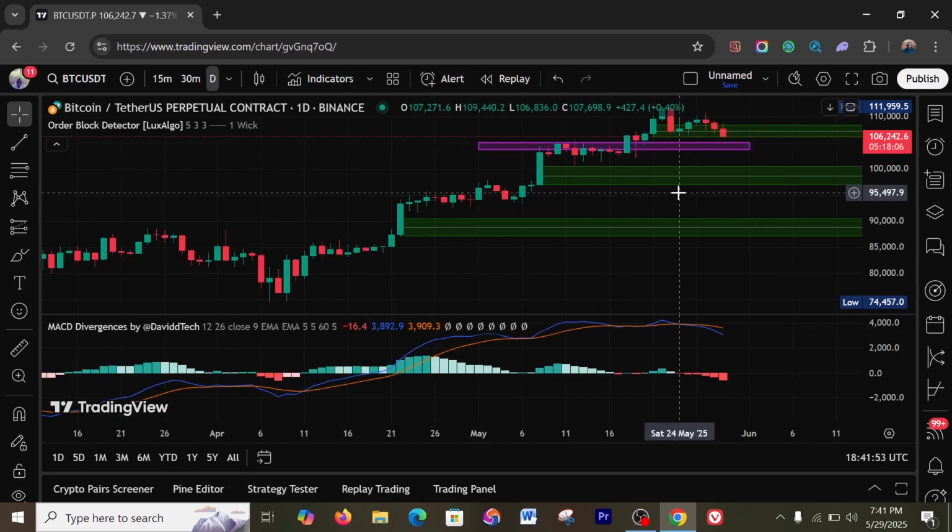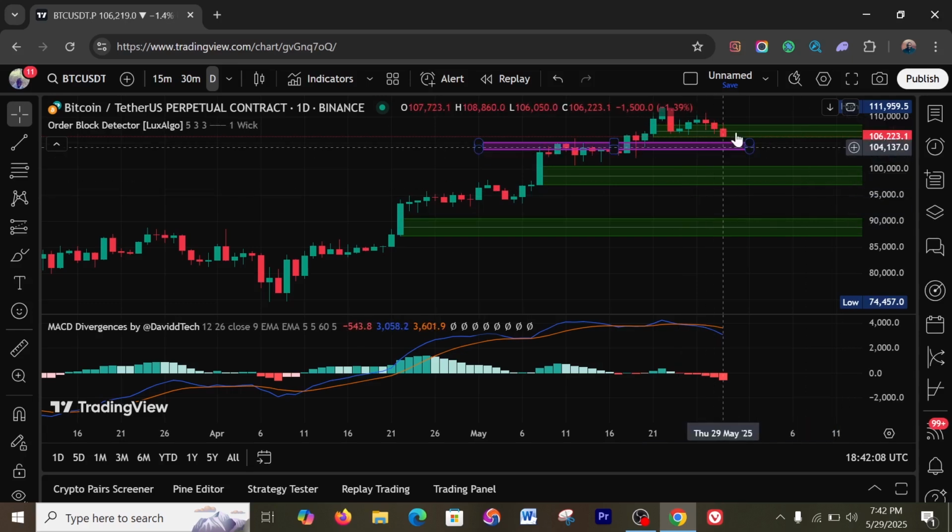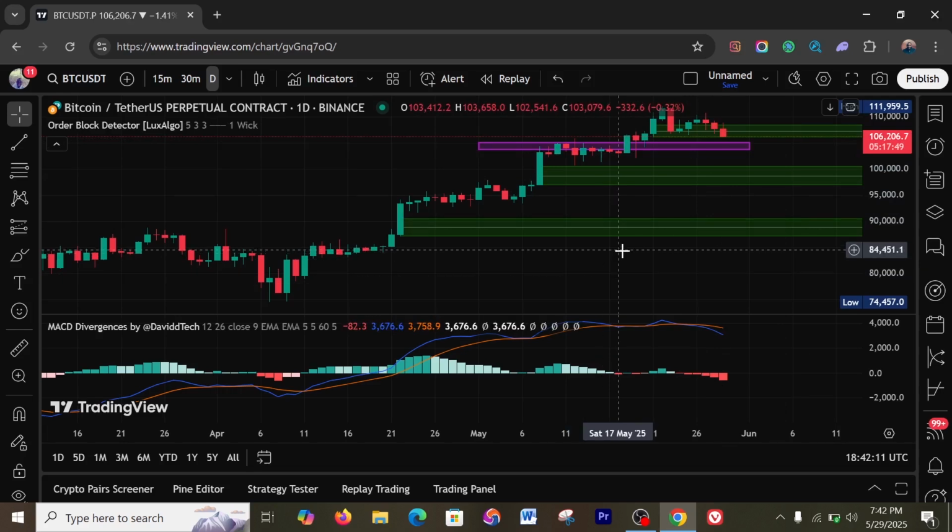So for now, we'll just have to keep watching the market and seeing how far the bears will take the markets before we jump in and wait for the next move to the upside. So if you're a short trader, you can take a short position, and definitely you would make some cool cash out of this.